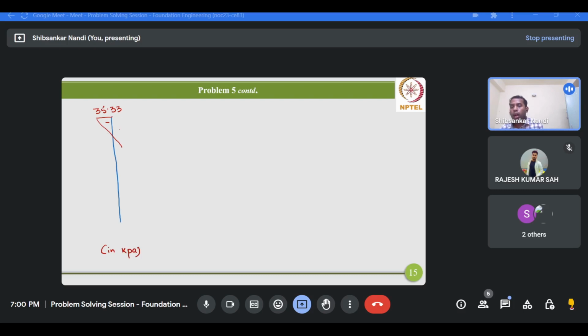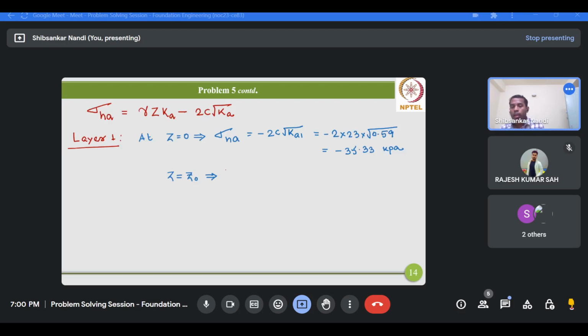Now as we go down inside layer 1, at a depth Z0 the distribution crosses the line. That means the active earth pressure becomes 0. We have already seen earlier the expression of this Z0, which we can calculate as 2C by gamma root under Ka1. I am denoting 1 as a subscript.